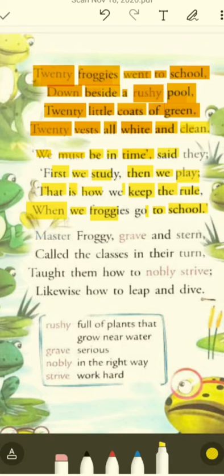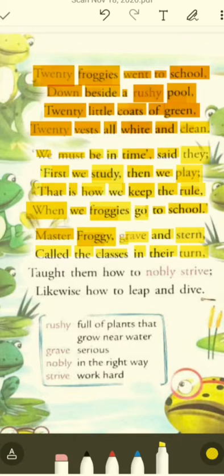Master Froggy, grave and stern, called the classes in their turn. Again, Master Froggy, grave and stern, called the classes in their turn. Taught them how to nobly strive. Likewise, how to leap and dive. Likewise, how to leap and dive. That's how you do it. As simple as that. Okay.